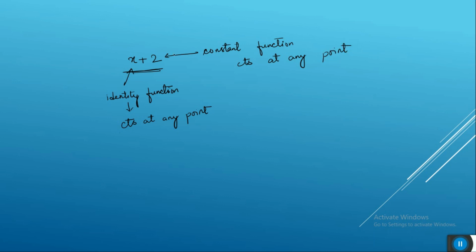So if I combine them, while doing the continuity video, I told you that if f of x and g of x are two continuous functions, then f of x plus g of x is also continuous, right? So if this is a continuous function and this is a continuous function, I add them up, I get a continuous function. So we are done with two functions, identity and constant function, and we saw that if I combine them I will get a continuous function again.